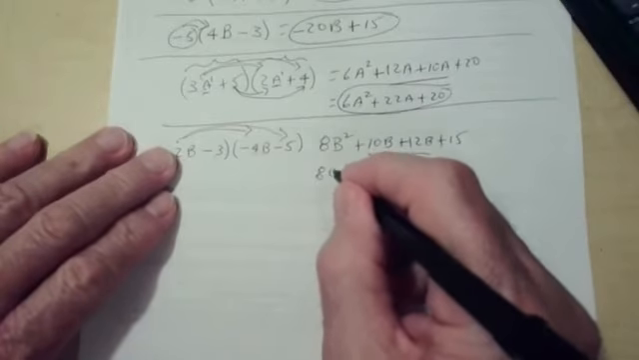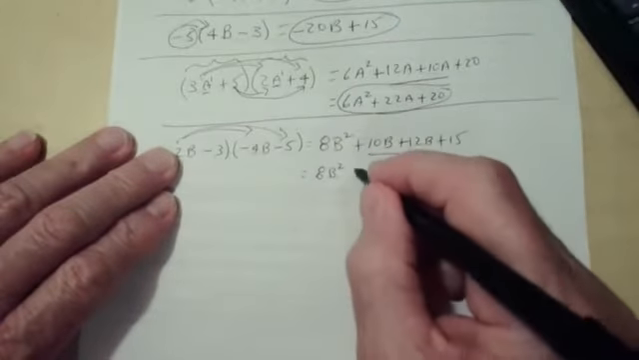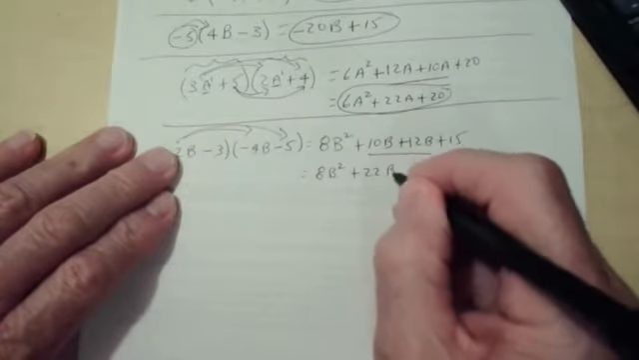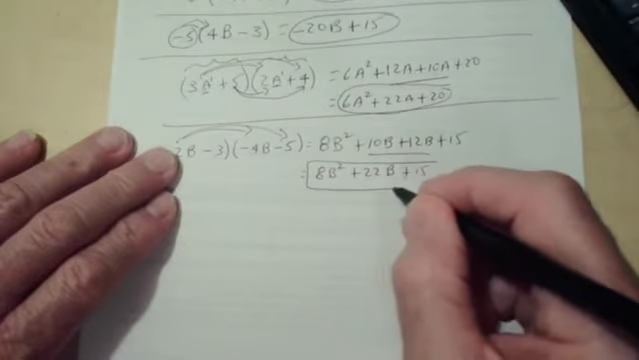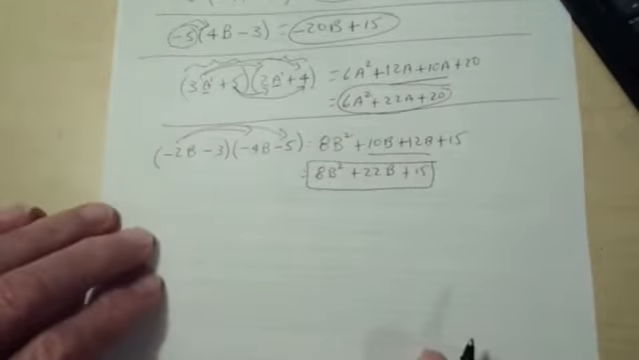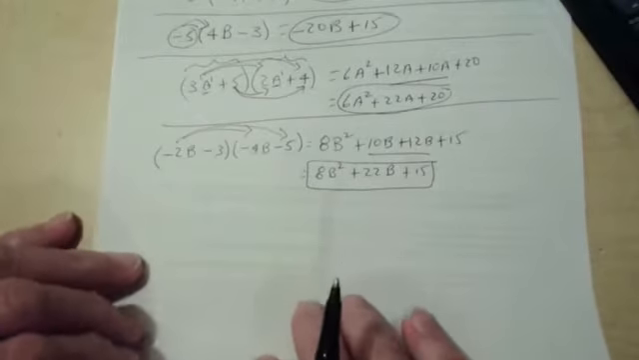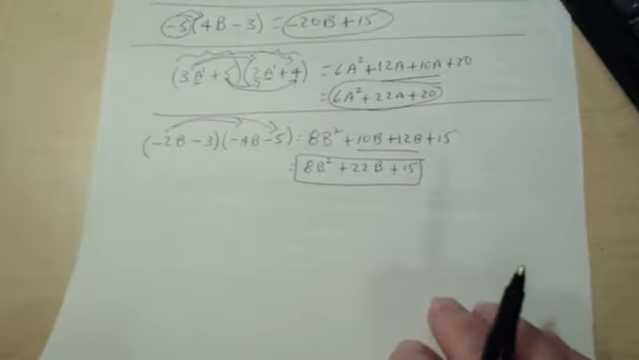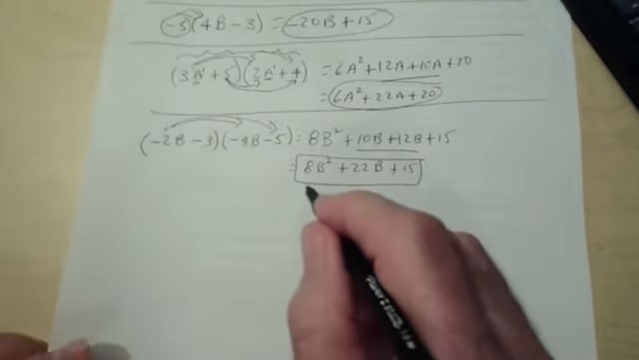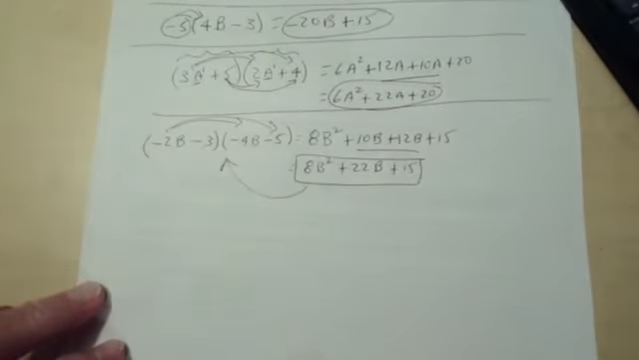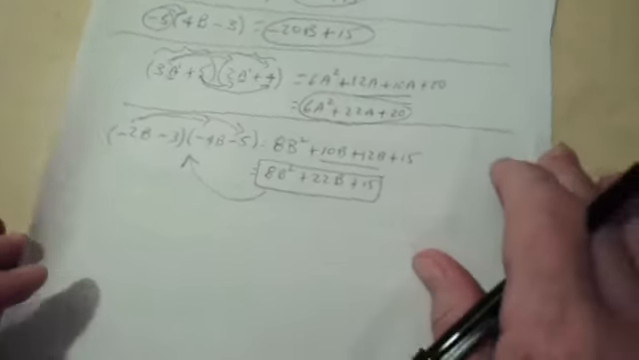So we get 8b squared plus 22b plus 15. Okay? Now the next part of this is factoring. What we're going to do is we're going to take this trinomial, 3 numbers, and we're going to move it back to its component parts, its factors.